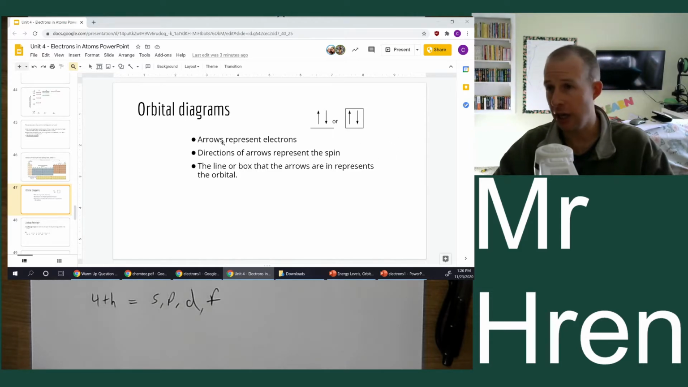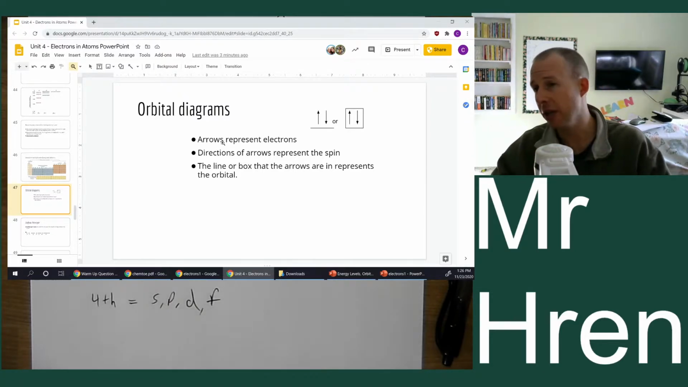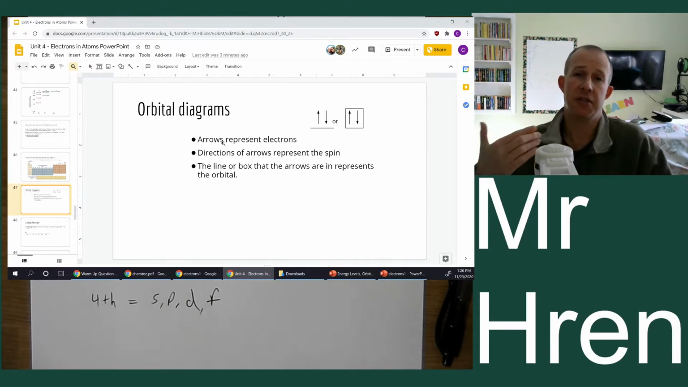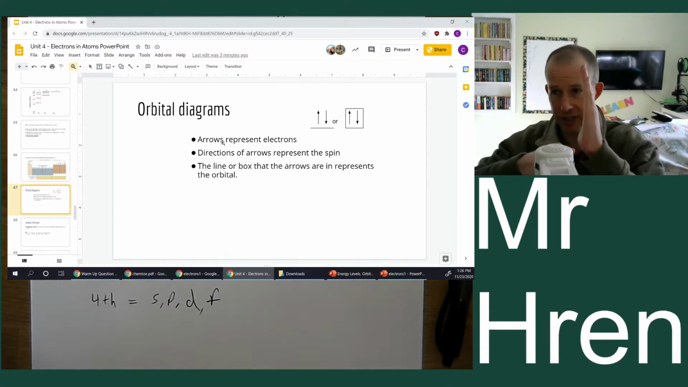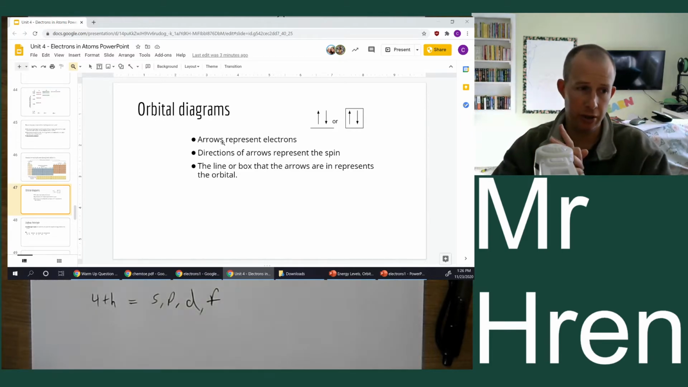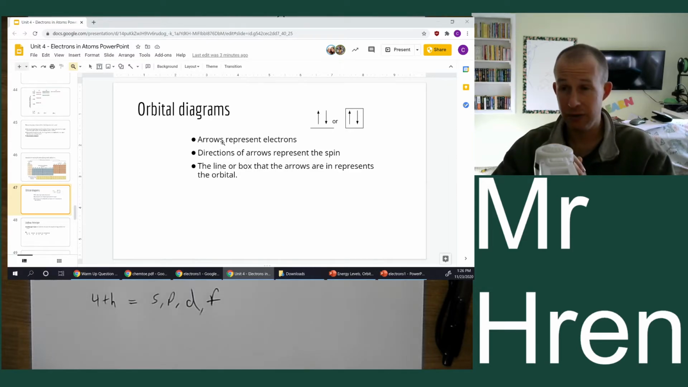So you're going to be putting in arrows and drawing dashes. Those represent the orbitals, and the arrows represent the electrons. The up or down represents the spin of the electron, which we're not concerning ourselves with. All we need to know is that the spin is a way of differentiating between electrons in the same orbital. So one is up, one is down, always. Don't worry about it beyond that. But that's the deal. We're going to draw dashes for orbitals and arrows for electrons.